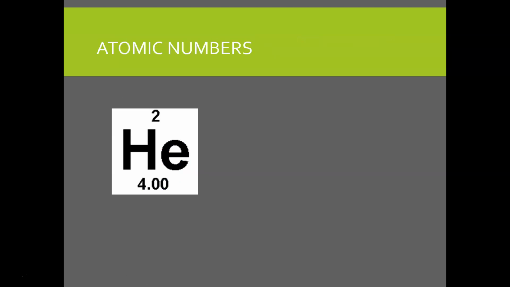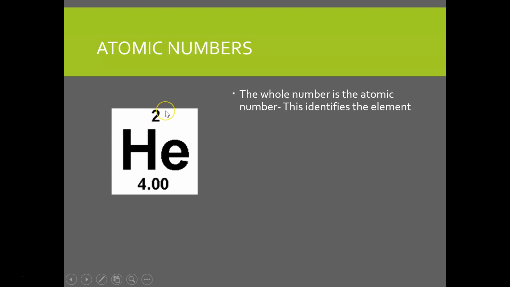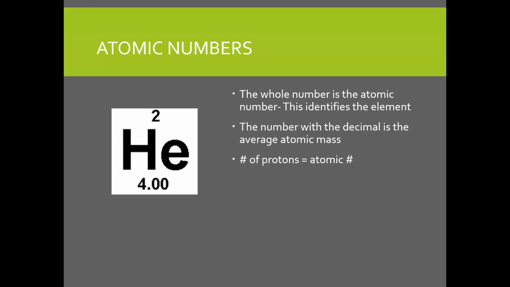Let's talk about the atomic number a little bit more. Atomic numbers are the whole number, and this is what identifies the element. Now remember, atomic numbers are your numbers of protons, so therefore it's the number of protons that determines an element. The decimal is your average atomic mass, which means it is your protons and your neutrons added together. So once again, number of protons is the atomic number. Number of protons determines what element you have.